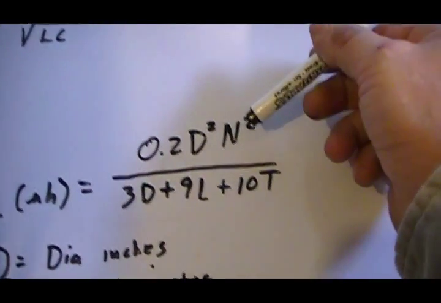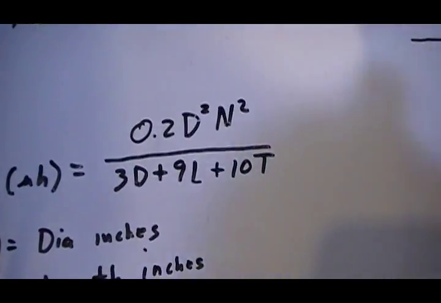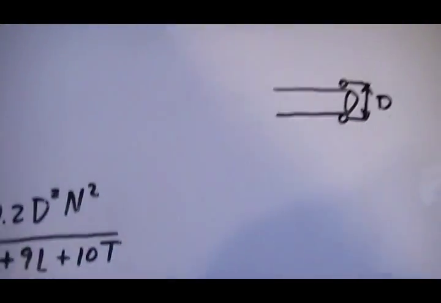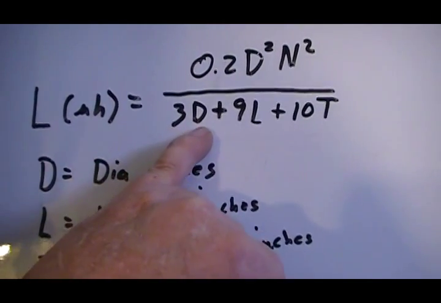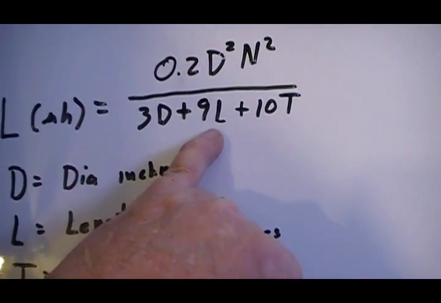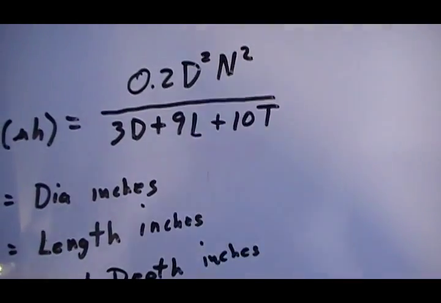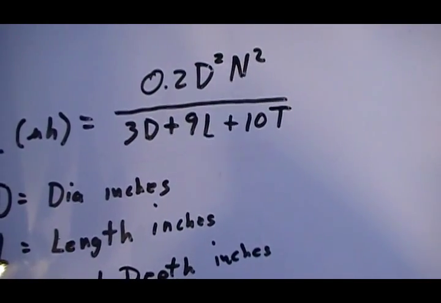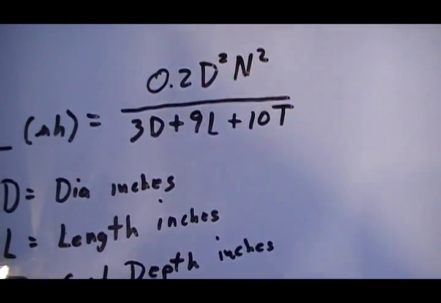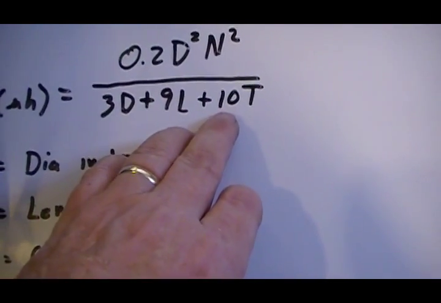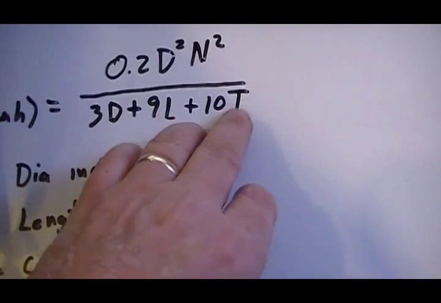So it's diameter squared times the number of turns on the coil, divided by 3 times the diameter plus 9 times the length, and that's the full length of the coil, outside edge of the coil to outside edge of the coil, not from center to center of the wires, plus 10 times the thickness.